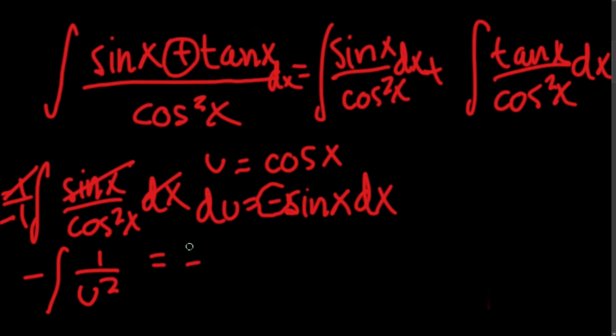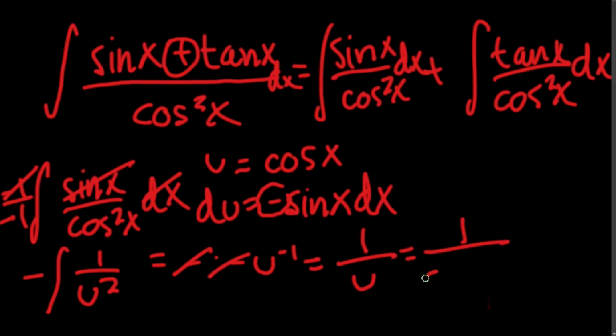And this is just equal to negative times negative u to the negative 1. This 1 over u squared can be rewritten as u to the negative 2 power. And when you increase by 1, you're going to get negative 1. And you're going to bring down that negative 1 right here, and a negative times a negative makes a positive. So you just get u to the negative 1, which is 1 over u. And we sub back in our u, and we get 1 over cosine x. So that's just the first integral right here.